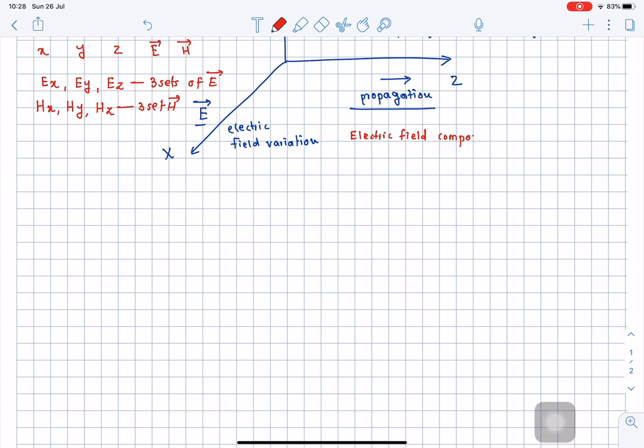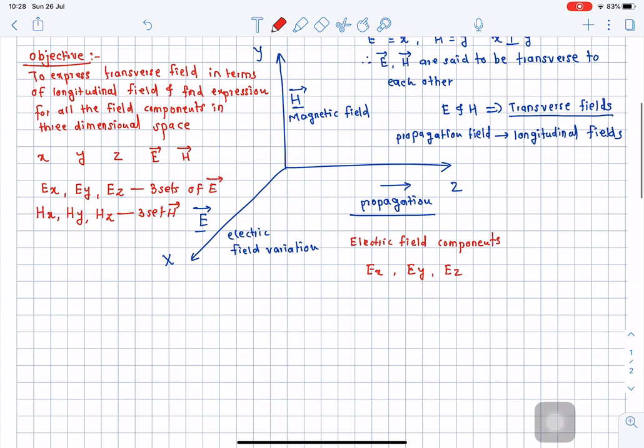Okay, so the electric field components are Ex, Ey and Ez. Out of these, Ex and Ey we call transverse components, because the Ex and Ey electric fields are perpendicular to the direction of propagation, along the x and y axes. So Ex and Ey components are called transverse components.